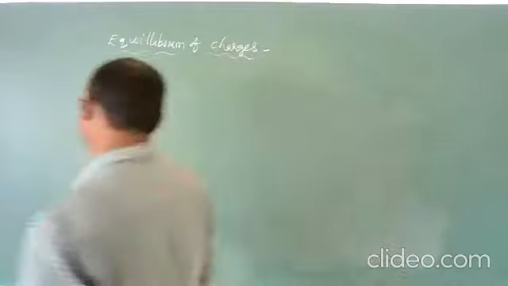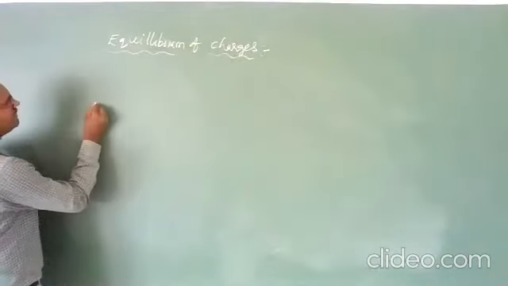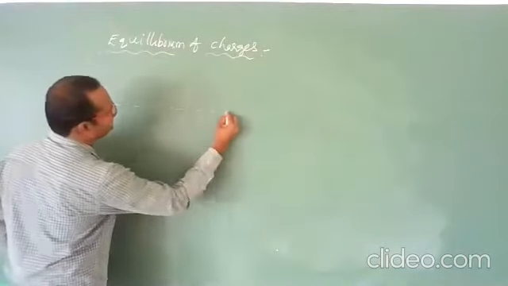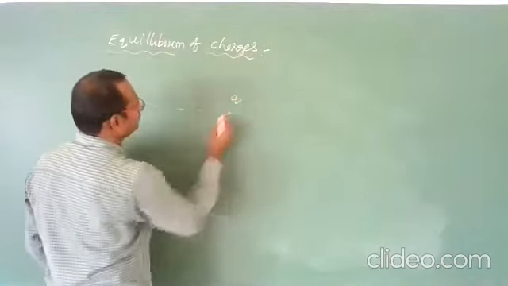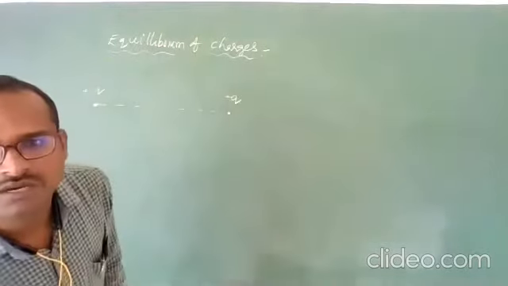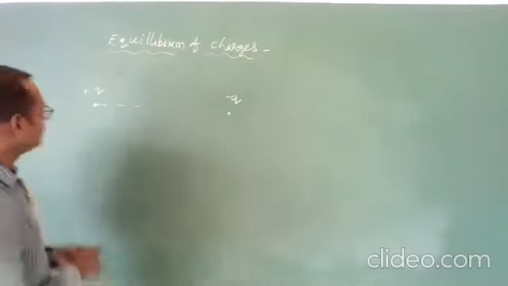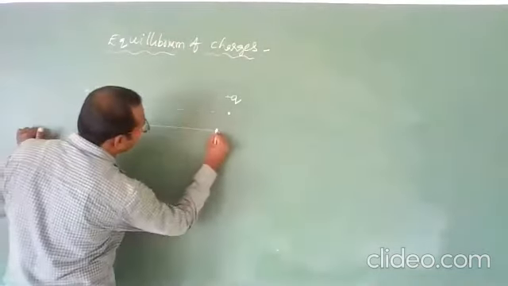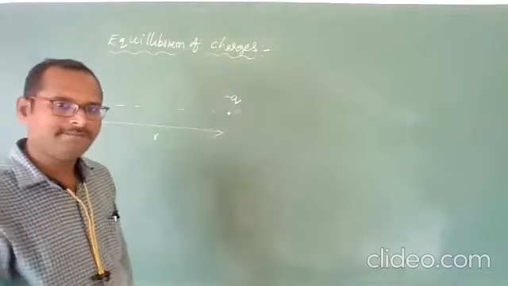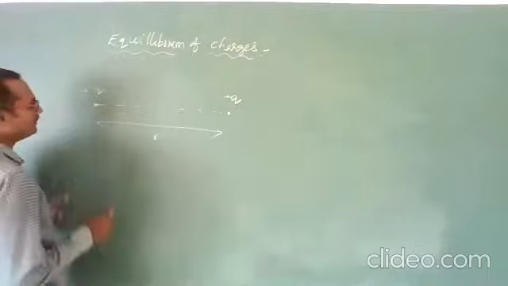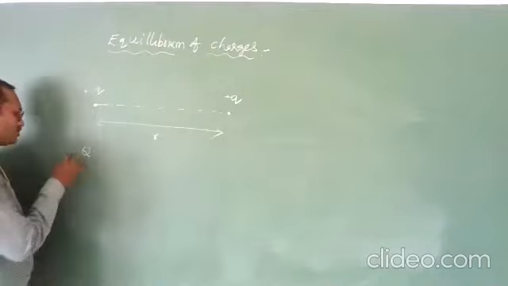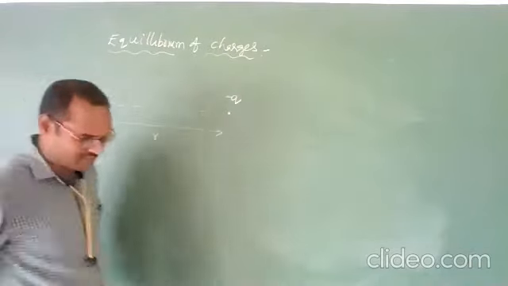Now, let us suppose we are having two charges. One is Q, and another charge is also Q. Two positive charges are present. The distance between these two charges is, let us suppose, R. Now the condition is, we are having a third charge, also plus Q, with us now.